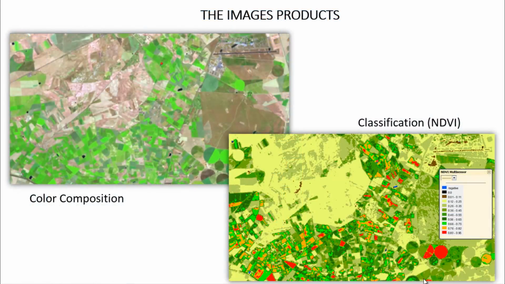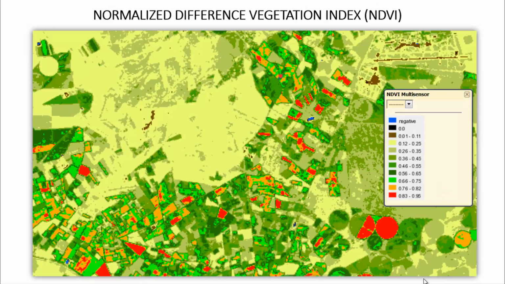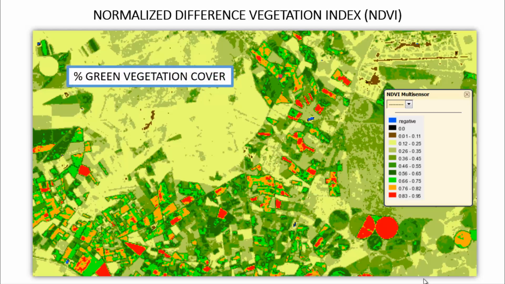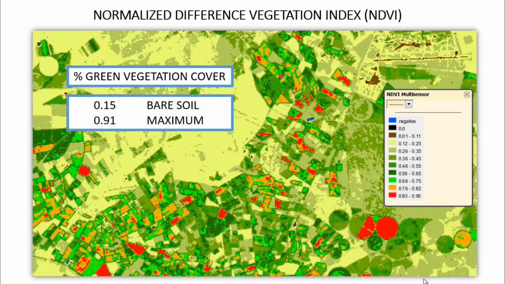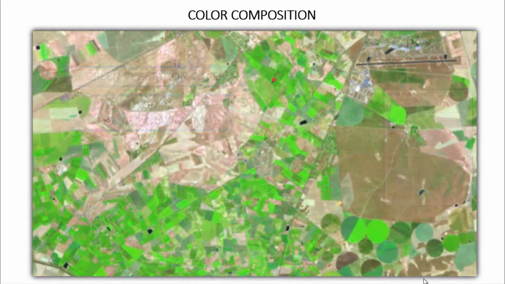The basic products that we build from these images are two. Normalized difference vegetation index, NDVI, which is a quantitative product whose value is related with the fraction of green vegetation cover of the area covered by a pixel. In an agricultural context, the range of NDVI values will be from 0.15, which corresponds to bare soil, to 0.91, which corresponds to a maximum green vegetation cover, for example, dense alfalfa. Color composition, which is a qualitative product, where the image has been manipulated in order to highlight vegetation above other type of objects.